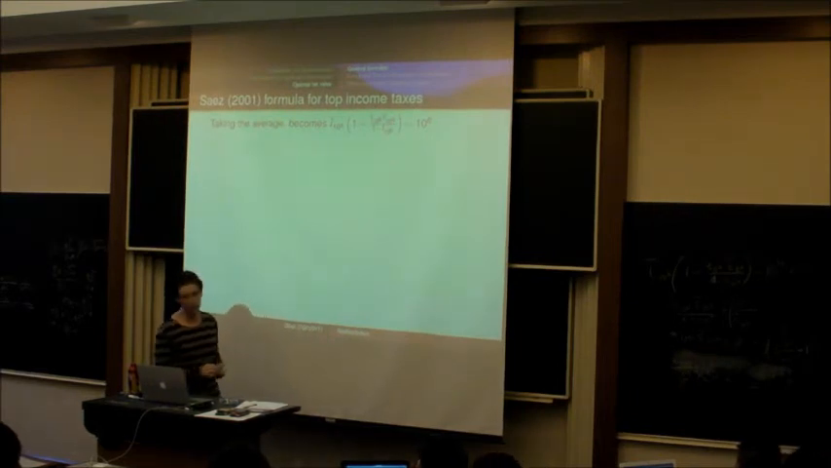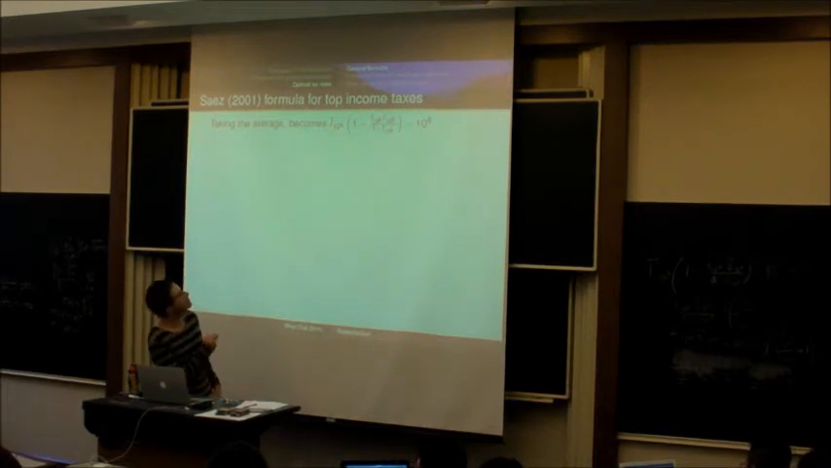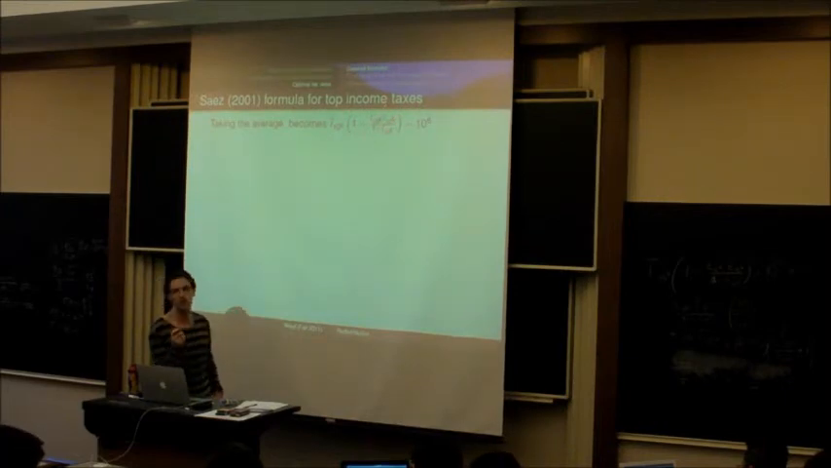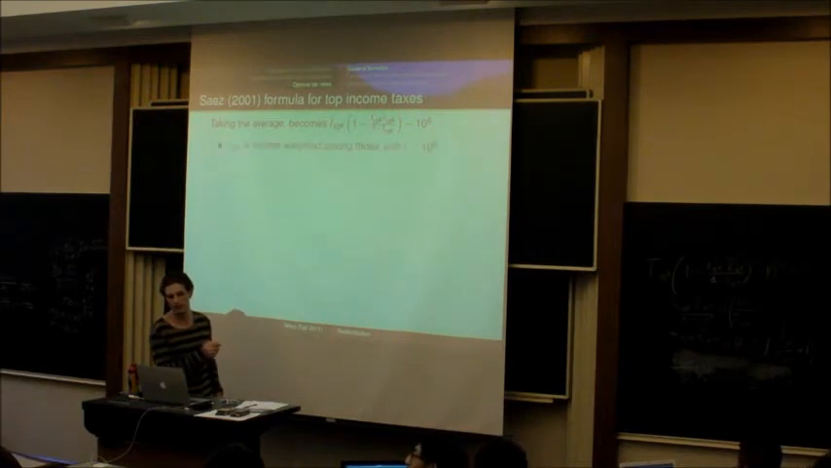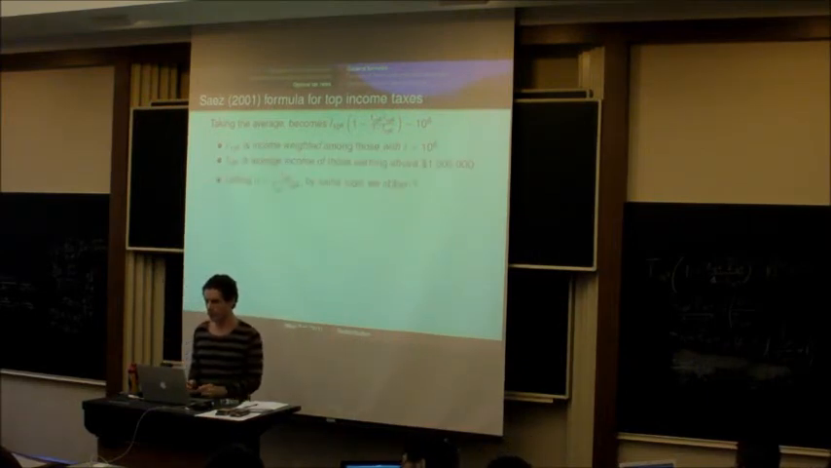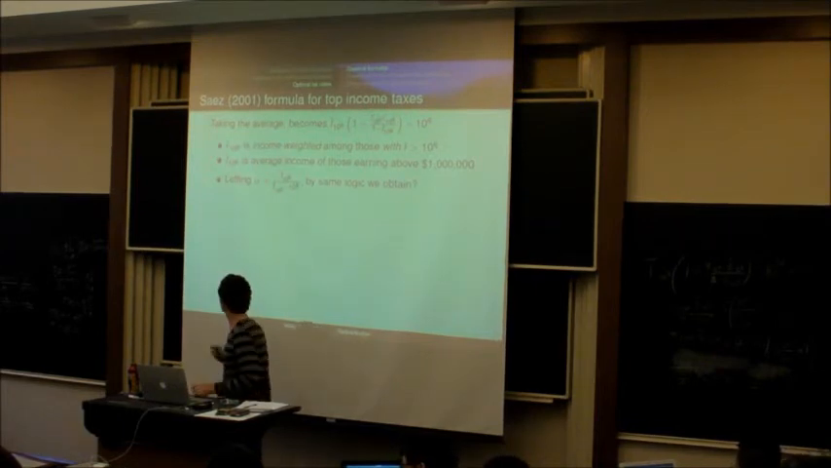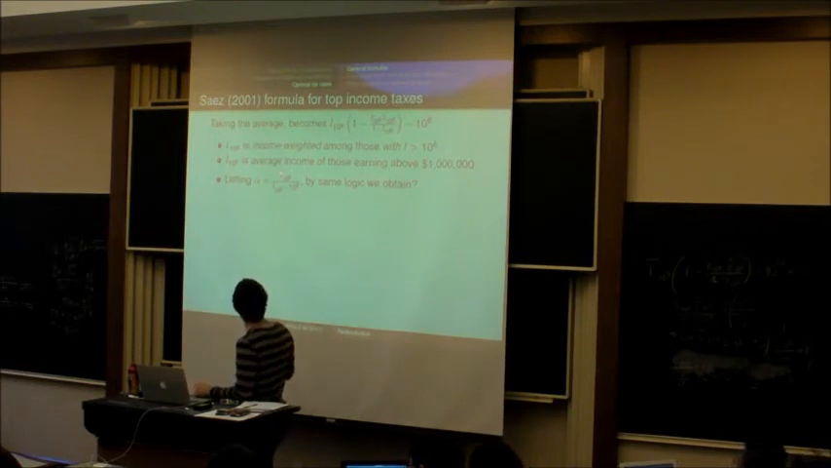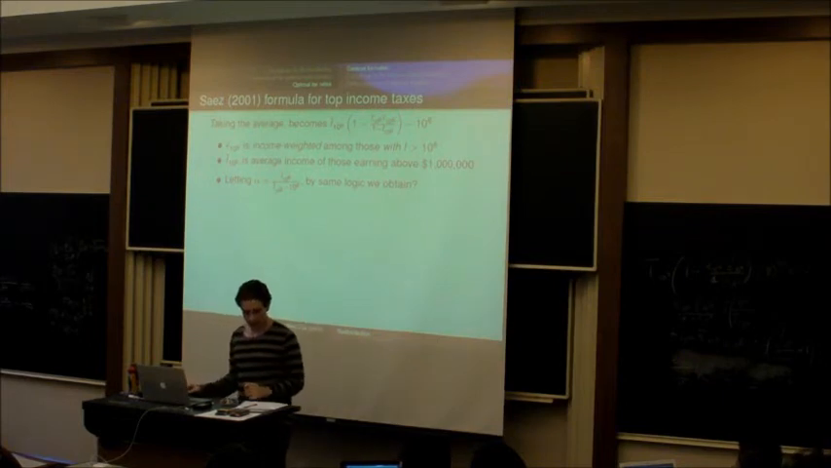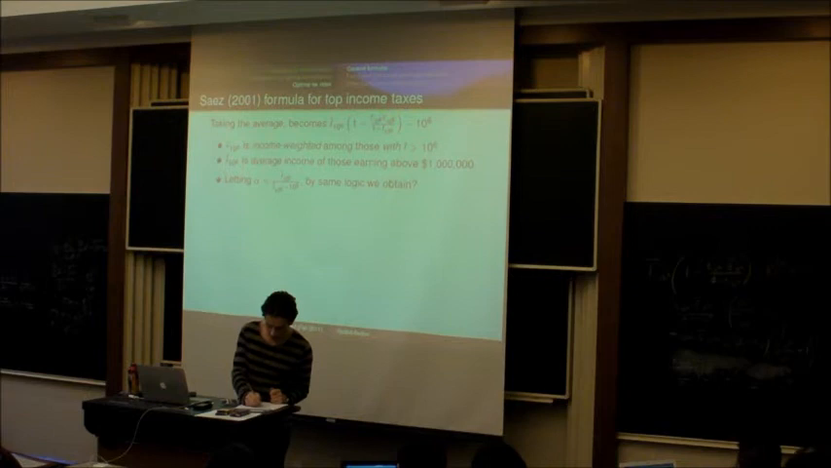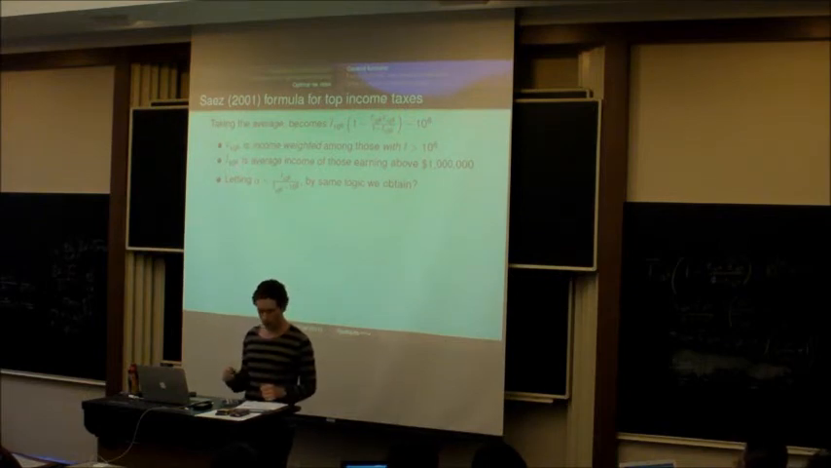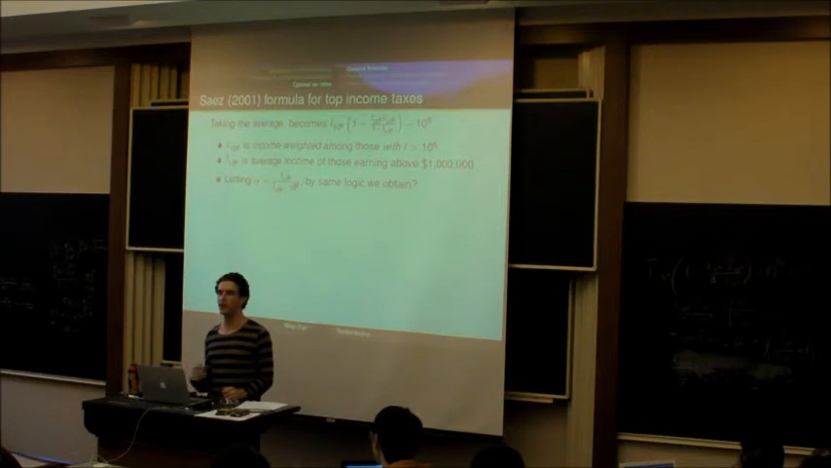So if we just take the averages of all that stuff, the income becomes the average income of people above $1 million, and the elasticity becomes the average income-weighted elasticity of people earning above $1 million, right? Okay. Now let's let alpha be the average income of people above $1 million divided by that average income minus $1 million. And then by the same logic we did before, we're going to get another formula.